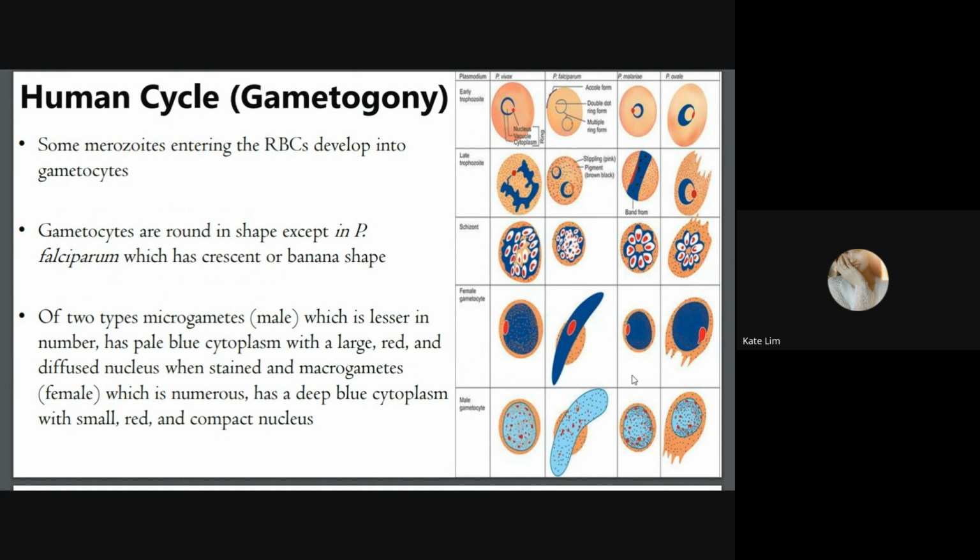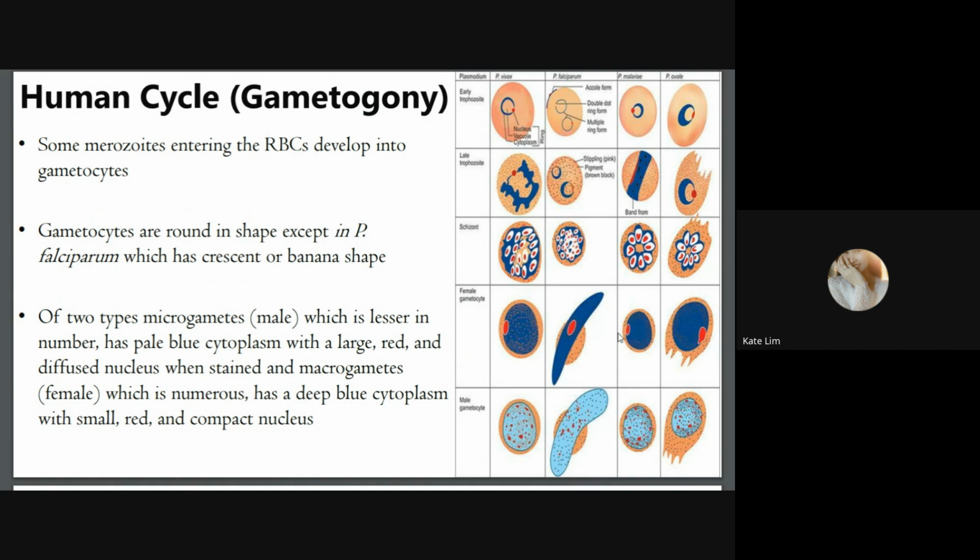What we have here again, your male microgametocyte, has a pale blue cytoplasm and a large red diffuse nucleus. While your macrogametocyte right here, compared to your male, is more numerous, much more abundant, and larger. When stained, they have deep blue cytoplasm, as you can see, and a small red but compact nucleus. Unlike here, we have your diffuse nucleus.